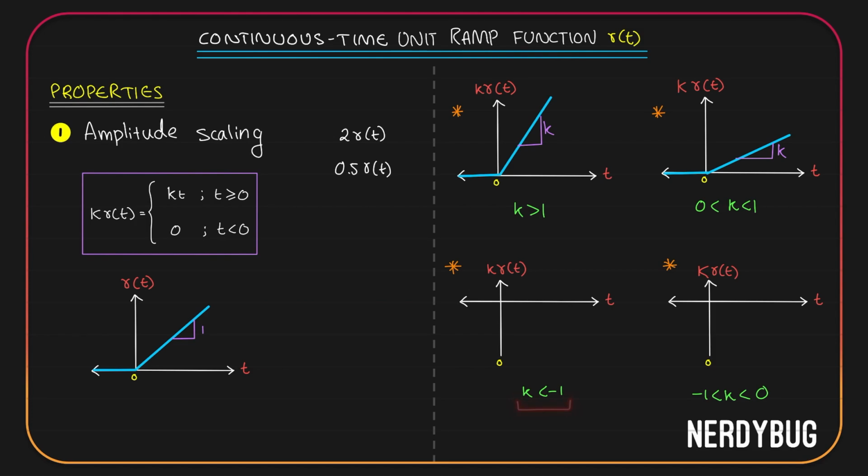Now consider k is less than minus 1. For example, we'll take minus 2 r of t. So every value of r of t will be multiplied by minus 2. At t equal to 0, we get minus 2 r of 0. r of 0 is 0, so we get 0. At t equal to 1, we get minus 2 r of 1. r of 1 is 1, so we get minus 2. So along with doubling the amplitude, it is also negative now. That means our graph will look like this, and its slope is going to be minus k. Now finally, if k is a negative number that is greater than minus 1, we get a similar graph, except the slope is going to be lesser now.